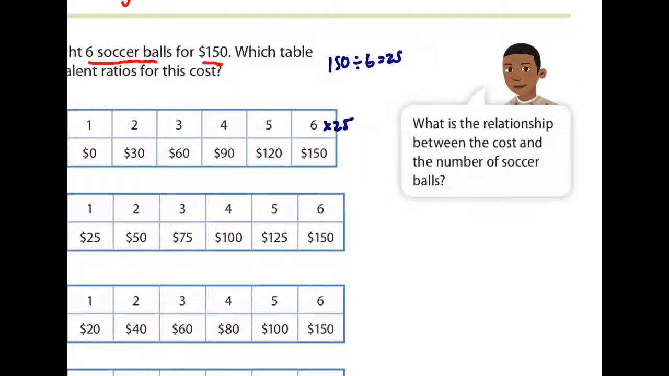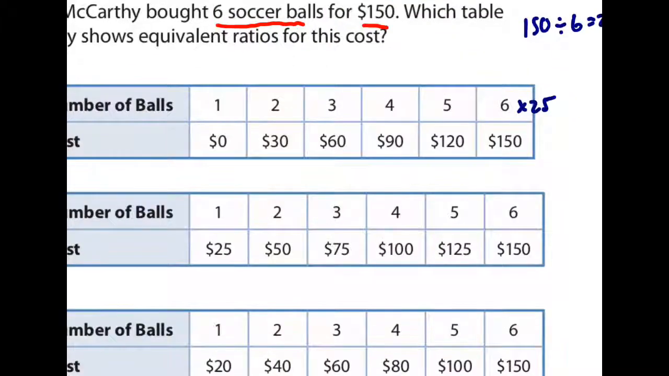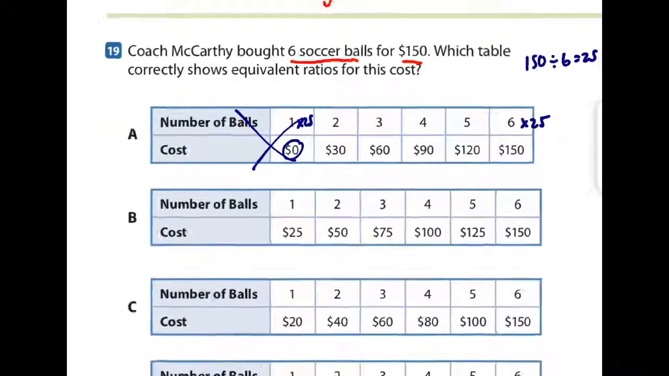All right, so now if I know that's the relationship, I'm going to start with all of the ones because ones are going to be easier to deal with. So what I'm going to do is multiply each one by 25 and see if it works. So let's start with A. 1 times 25, is it 0? No. Can't be A. I don't have to check anything else.